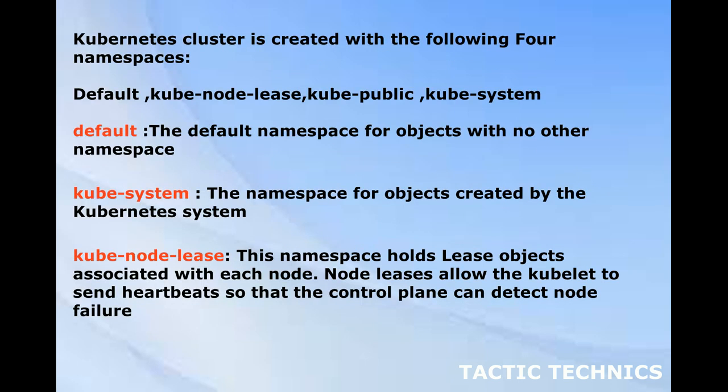A Kubernetes cluster is created with the following four namespaces: default, kube-node-lease, kube-public, kube-system. Default, the default namespace for objects with no other namespace. Kube-system, the namespace for objects created by the Kubernetes system. Kube-node-lease, this namespace holds lease objects associated with each node. Node leases allow the kubelet to send heartbeats so that the control plane can detect node failure.